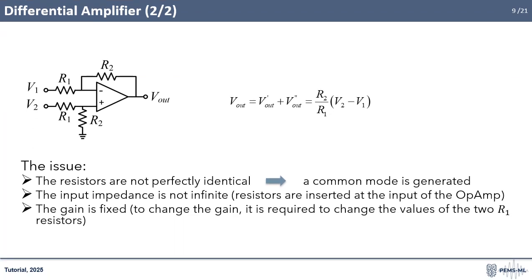Unfortunately, the output matches the difference of the input voltage with the gain equal to R2 over R1 only if we find a pair of identical resistances. Of course, this is never possible, so a common mode is generated at the output of the amplifier. Moreover, in this case, the load impedance at the input of the amplifier is no longer equal to 0, but there are the resistors R1 that load V1 and V2. Moreover, the gain is fixed, and, to change it, we have to replace two resistors. Therefore, the differential amplifier is an interesting approach, but with some limitations that make it not the best option.